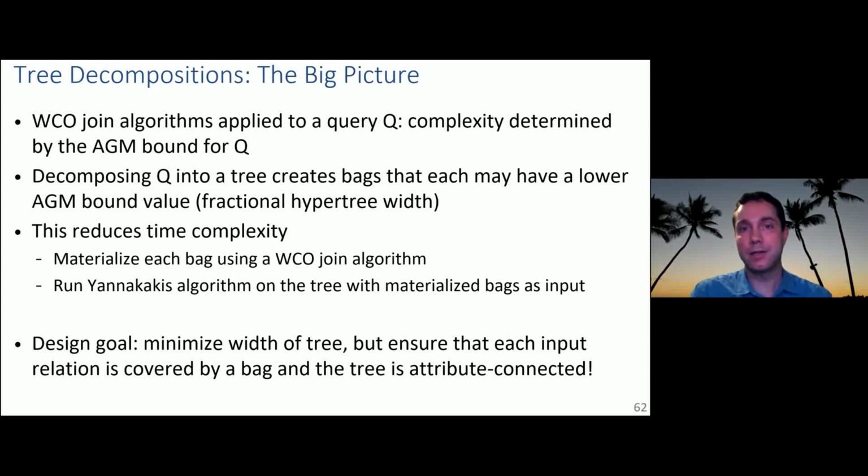And so the design goal here is to find the tree decomposition that has the smallest possible width, while still ensuring the 2 important properties that we have: every relation covered by some bag, and that the tree is attribute connected. And that actually makes it tricky. So it's not that easy to find these decompositions, especially if you want to guarantee any kind of optimality.